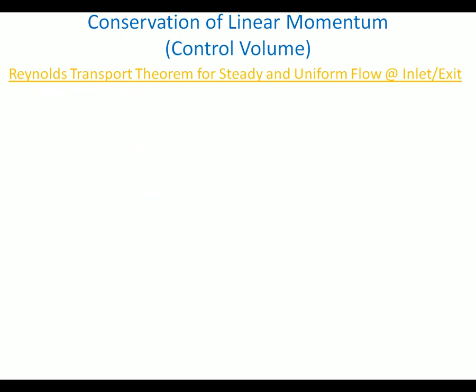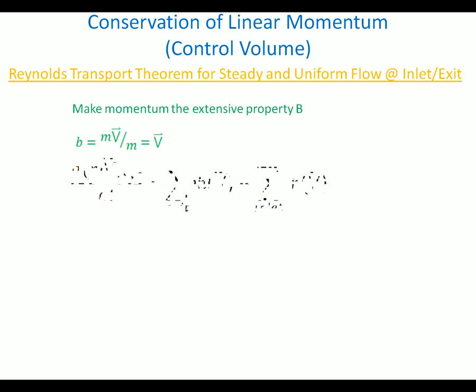Alright, so looking back at the Reynolds transport theorem for steady uniform flow at inlets and exits, we're going to make momentum our extensive property, because we're trying to see if we can conserve it, which would mean our specific property would be momentum divided by mass. So if momentum is mass times velocity, then our specific property is just velocity. Okay, so let's plug that into our Reynolds transport theorem. As you can see, we have it there.